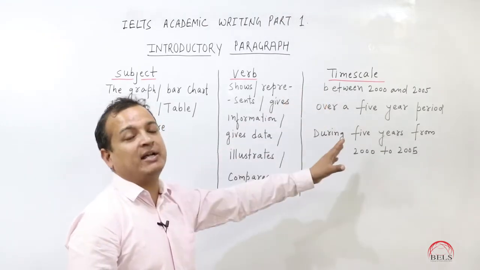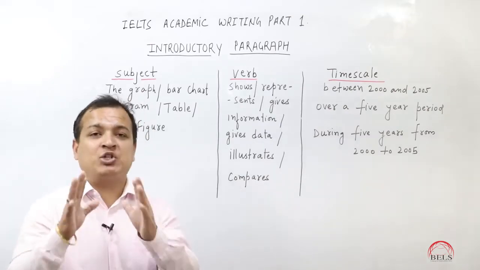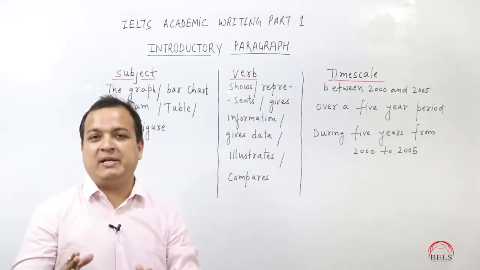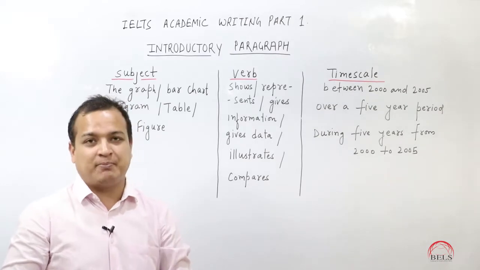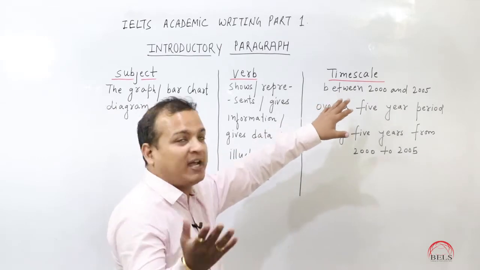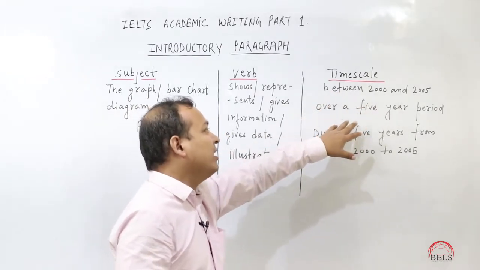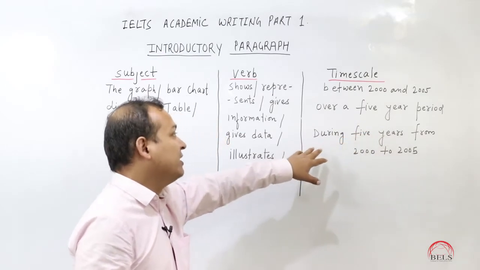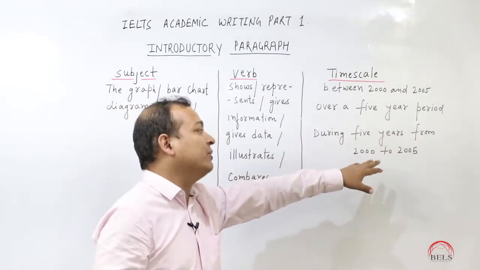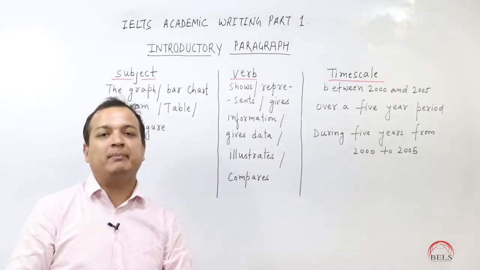Then these are the time scales. You will be getting a time scale in the question itself, but make sure you do not repeat the same question in the introduction part. Use synonyms to convert the words, and important years which you get in the question you can write down: between 2000 and 2005, over a 5-year period, during 5 years from 2002 to 2005. Anything you can write down. So how your new introduction will become like this.